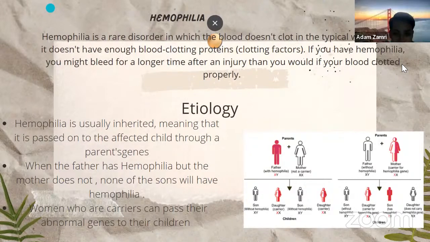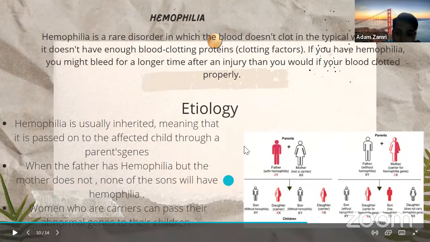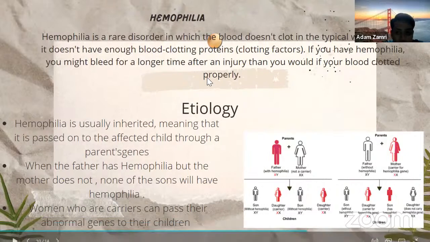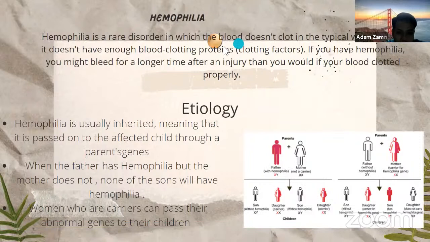Hemophilia is a rare disorder in which the blood does not clot in the typical way because it does not have enough blood clotting proteins, or clotting factors. If you have hemophilia, you might bleed for a longer time after an injury than you would if your blood clotted properly. Small cuts usually are not much of a problem. If you have a severe form of the condition, the main concern is bleeding inside the body because it can be life-threatening.